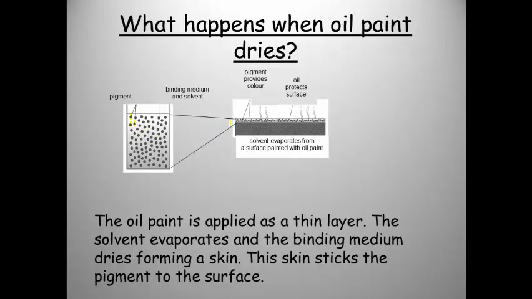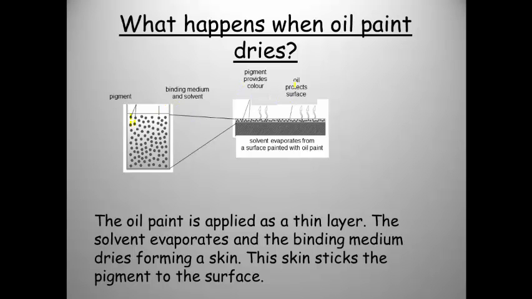Now, when you apply this to the surface, the binding medium and the pigment are going to stick to the surface, and the solvent is going to evaporate. Because remember, the solvent is just there to make it runny. Once the solvent evaporates, it leaves behind the binding medium, which is the oil, and the pigments inside, which obviously gives it its colour. And you can see that. These dots are the pigments, the liquids are the binding medium and the solvent.